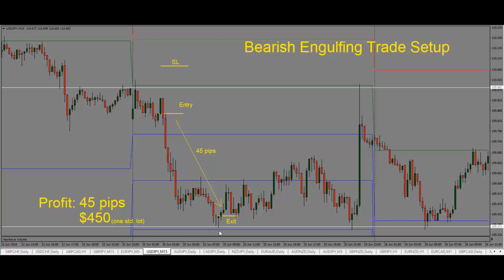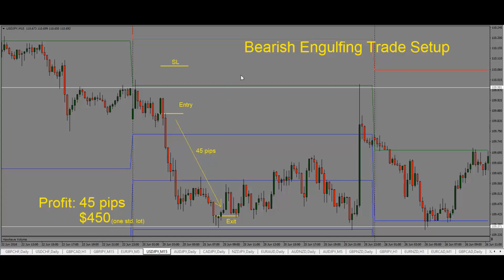Then as we get into our R3 level, we see that the price starts to give pins in the bottom. We have a bullish pin bar close here. So this is a good place for us to exit the trade because as we can see, price has gone from our daily pivot to R1, R2, R3. So now the chances are price is not going to get too much lower, so we close the trade. From entry to exit here we have 45 pips in our trade.